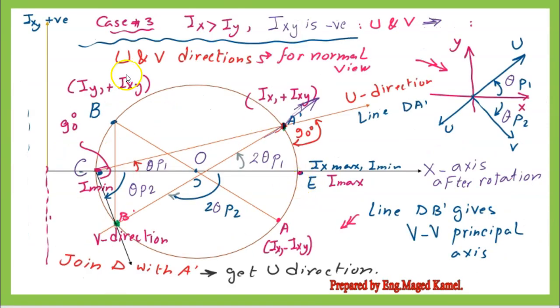In the next slide, we want to get the direction of the u-axis in the normal view and its angle. Join C with point O dash, with point A dash. The enclosed angle is theta B1, which is half of the value of the central angle 2 theta B1. Join C with point B dash. The enclosed angle is theta B2, which is half of the value of the central angle 2 theta B2.